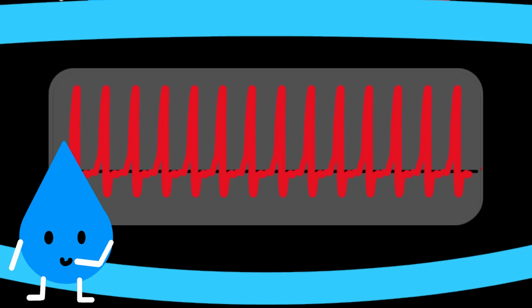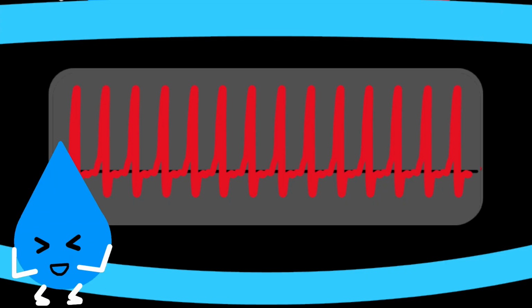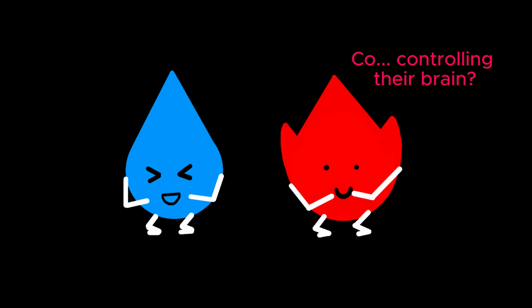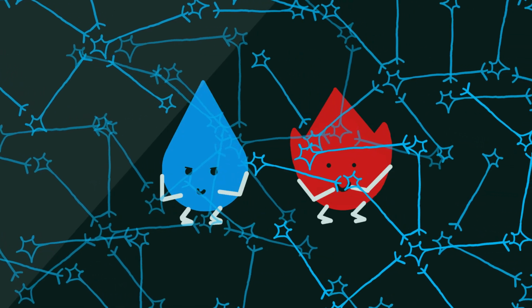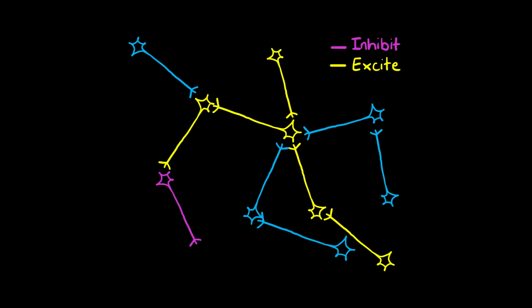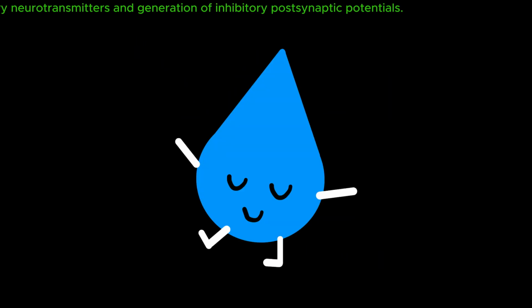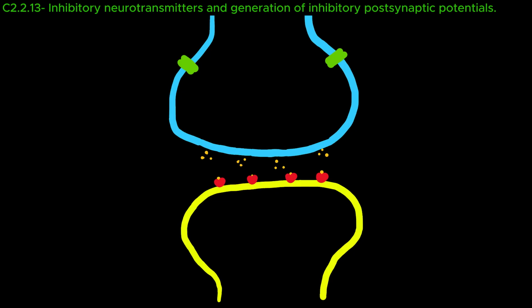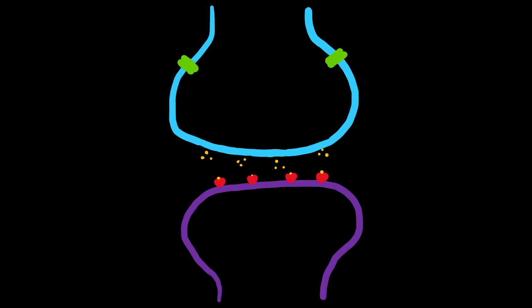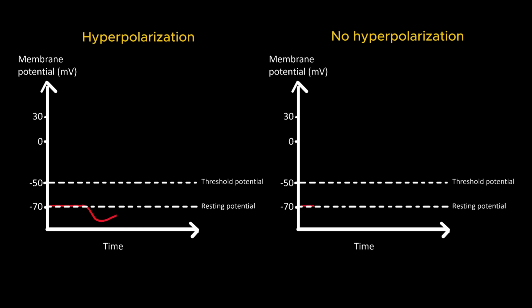I've got it! We can make Campbell press the buttons by controlling the brain. For that, we need to excite and inhibit some neurons. Wait, you can inhibit neurons? Yup. This means that instead of depolarizing the neuron, it is hyperpolarized, making it harder for the neuron to reach the threshold potential for an action potential.